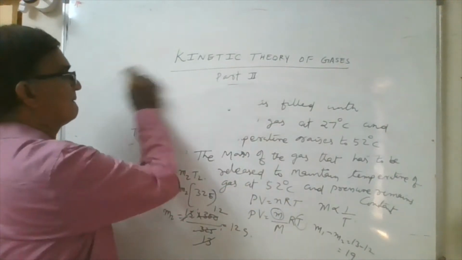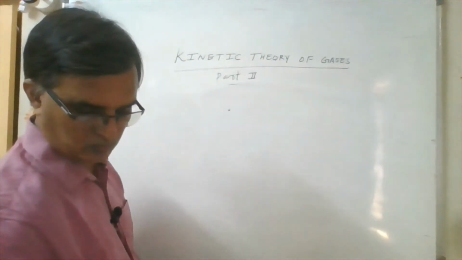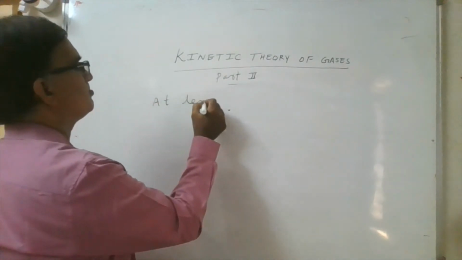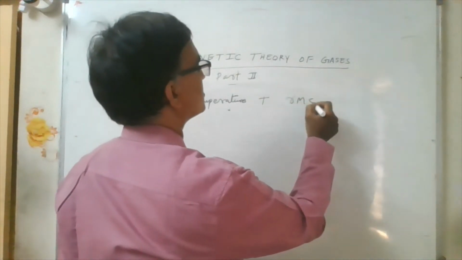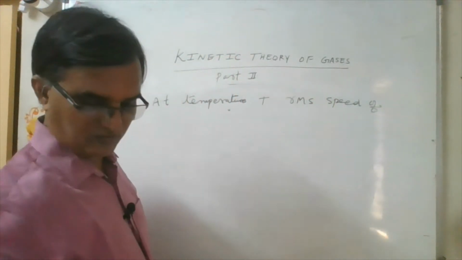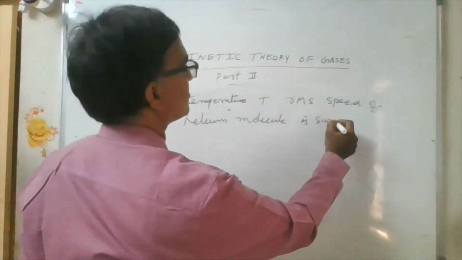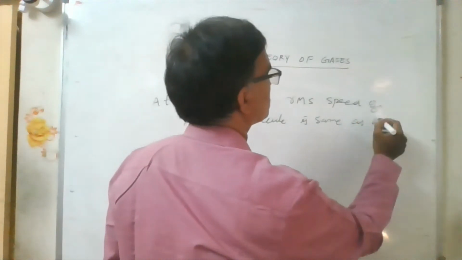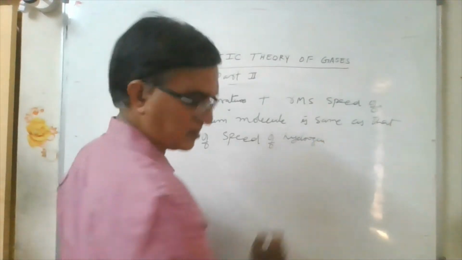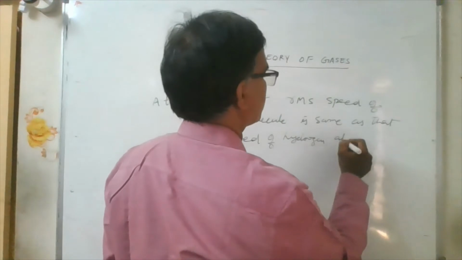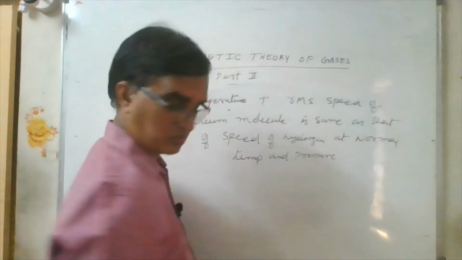Next question. Next problem. At temperature T, the RMS speed of a helium molecule is the same as that of the RMS speed of hydrogen at normal temperature and pressure. Then find the value of T.